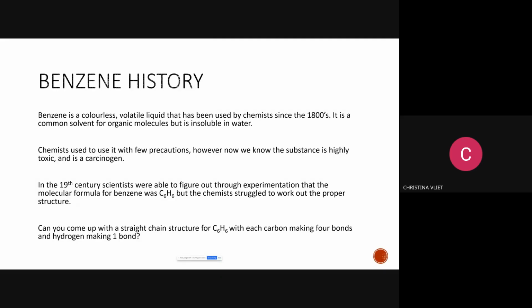And so it's a volatile liquid because it's nonpolar. And it's used as a solvent a lot of times for organic molecules, but it's definitely insoluble in water. So you could use it when shaking your two layers for partition coefficients.